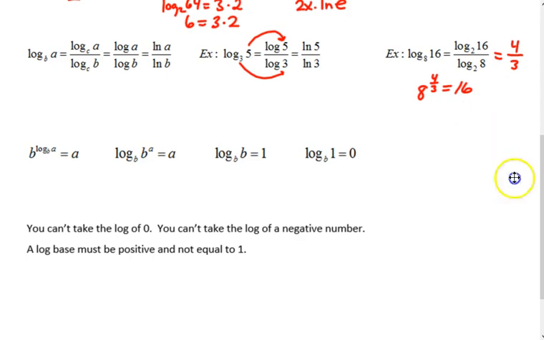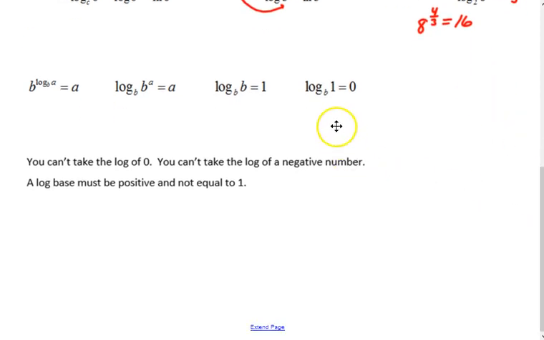A few other log properties that are just helpful for rewriting things. Just to remember that these are actually just some characteristics of logs. Log base b of b is always 1, and log base b of 1 is always 0, because b to the first equals b and b to the 0 equals 1. Log base b of b to the a is equal to a because b to the a power equals b to the a. Okay.